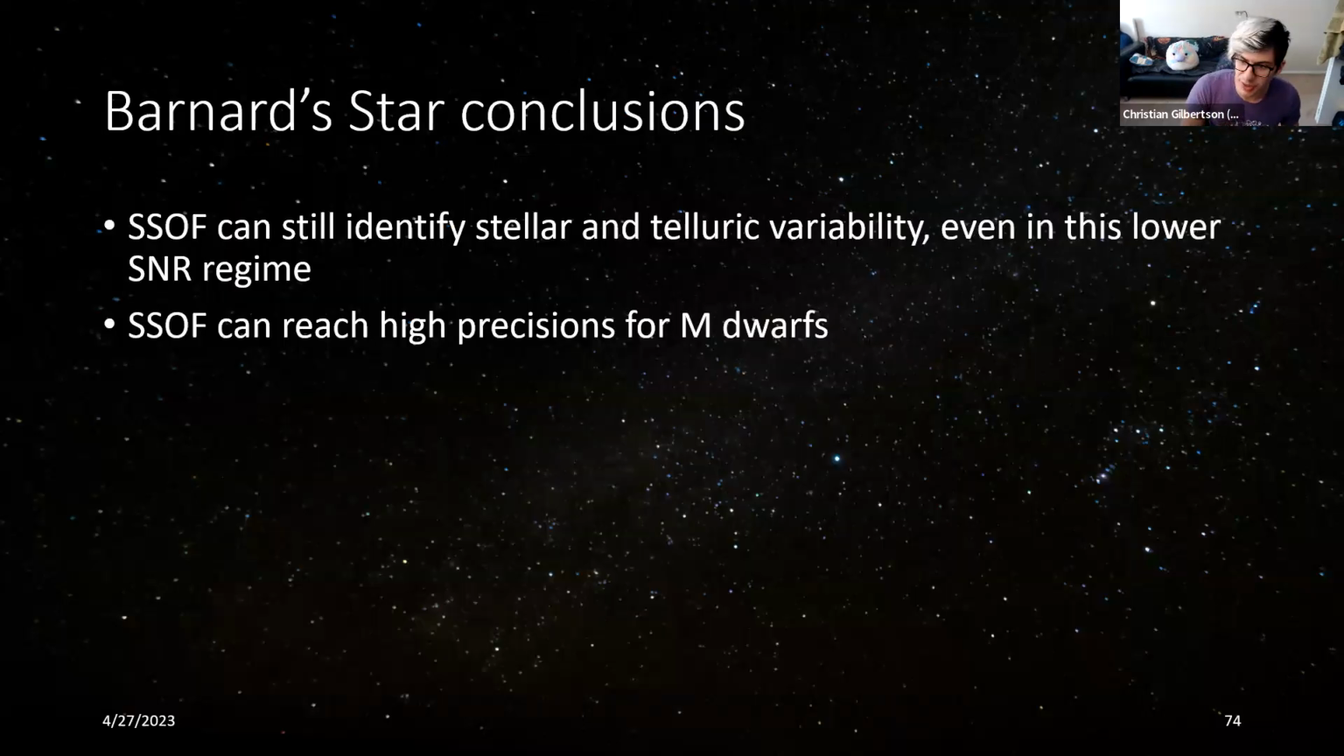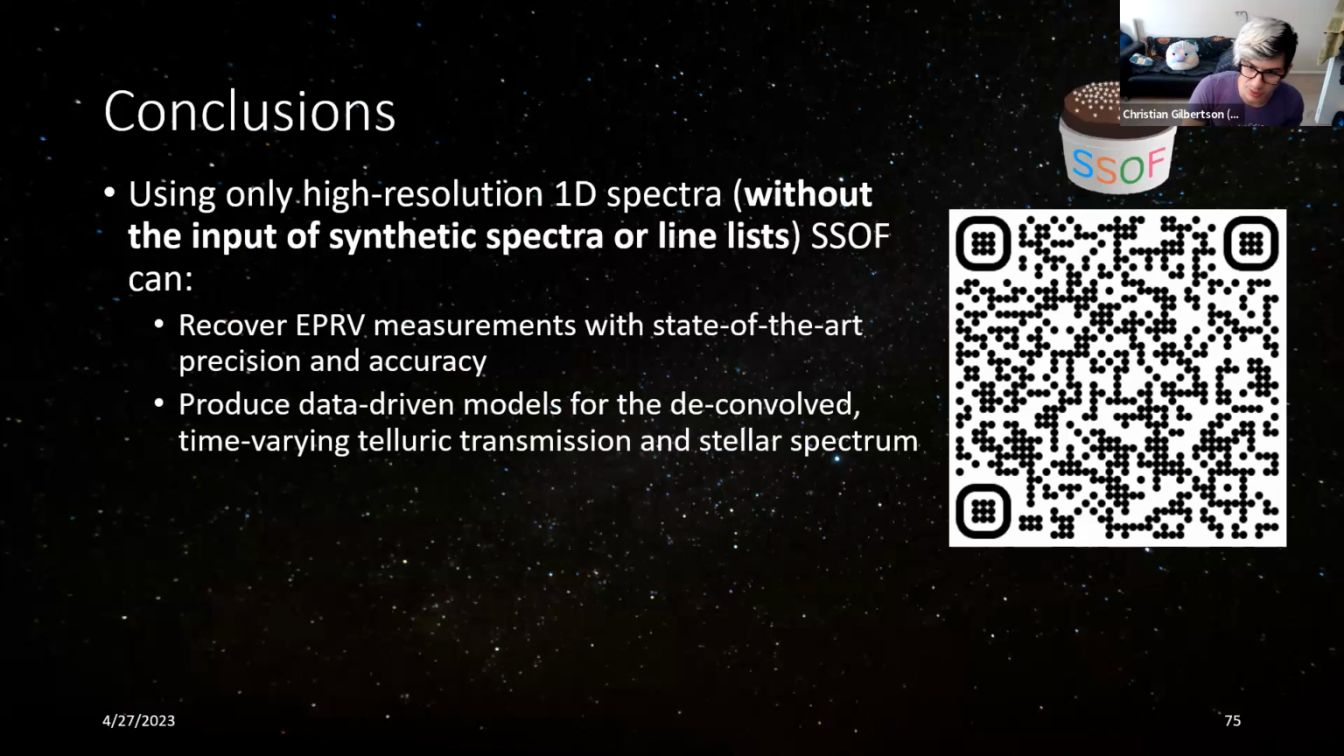So from analyzing Barnard's star, we can learn that SOOF can still identify stellar and telluric variability even in the low SNR regime. It can also reach high precision for M dwarfs. So just kind of wrapping it up a little early.